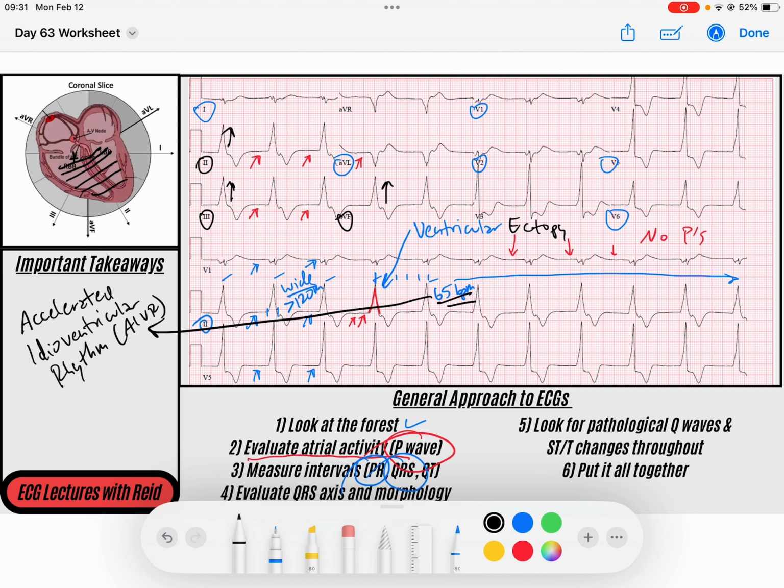Because escape beats would be 20 to 40 beats per minute. This one is faster, in between 60 and 100. So AIVR is going to be a ventricular ectopic focus in between 60 and 100 beats per minute. Now, sometimes in ventricular ectopic beats, you can have retrograde activation as well.